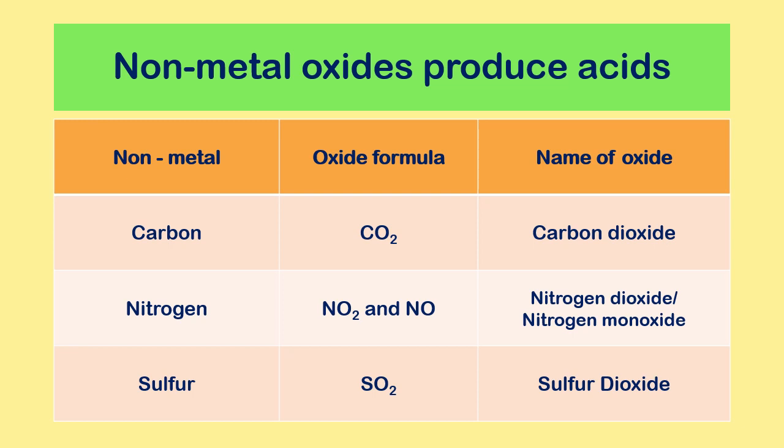Now we need to know when certain elements form oxides, those oxides can be acids or they can be alkalis. There are 3 nonmetals, carbon, nitrogen, and sulfur, that when they burn in oxygen to produce oxides, their oxides are acidic. So carbon dioxide, nitrogen dioxide and nitrogen monoxide, and sulfur dioxide, you need to know that those all make acids. They are all gases, and when they dissolve in water in the air, they can produce acids.